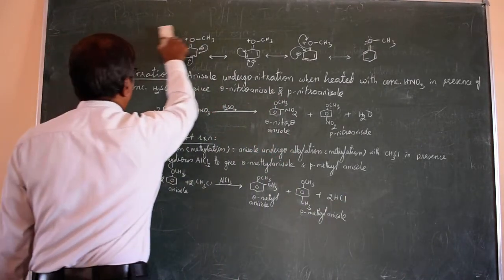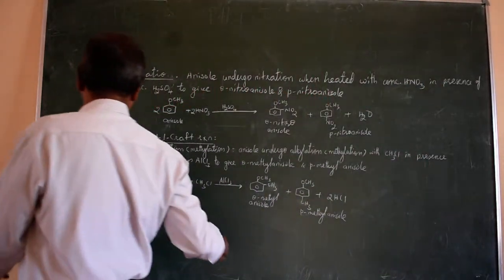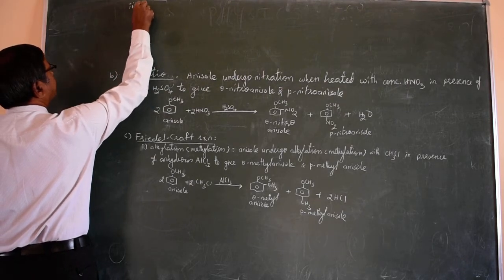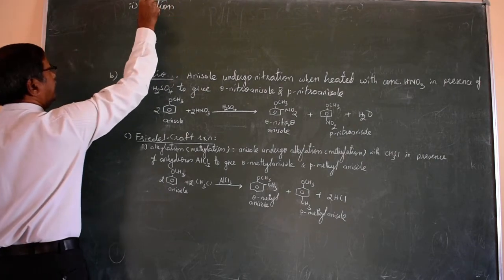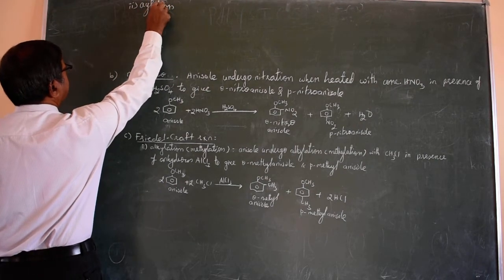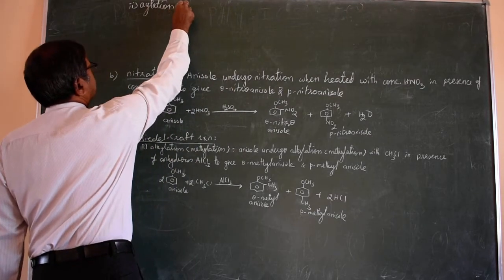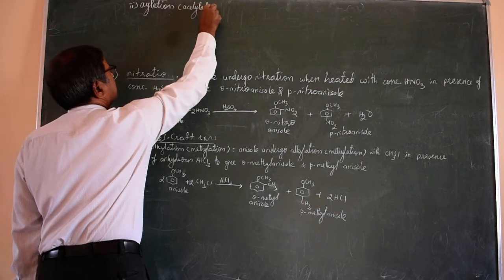Afterwards, we have acylation. So I am writing acylation. Second one, acylation. Or I can write in the bracket, now the good example for acylation is acetylation.